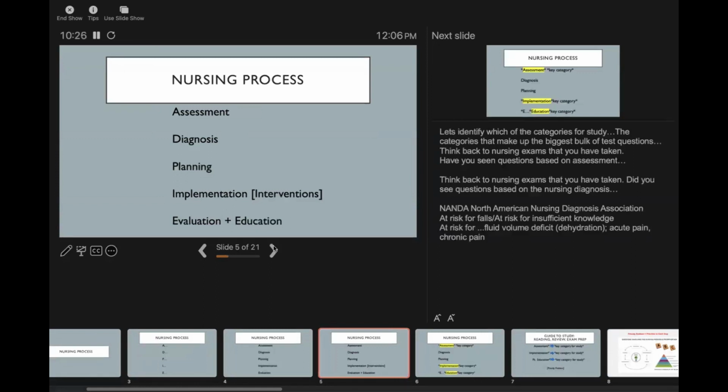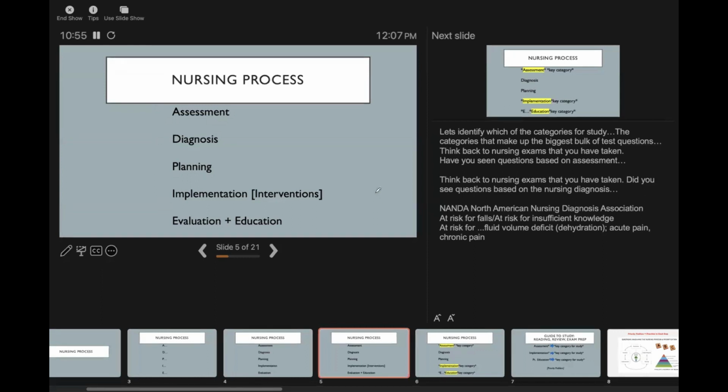Do you see a lot of questions focused on what the nursing assessment is? I would say in my history as a nursing student, and even in taking NCLEX, you're going to see a lot of test questions based on the nursing assessment. Would you agree? Yes. Yeah. Okay. So you're going to see a big bulk of questions come out of the nursing assessment.